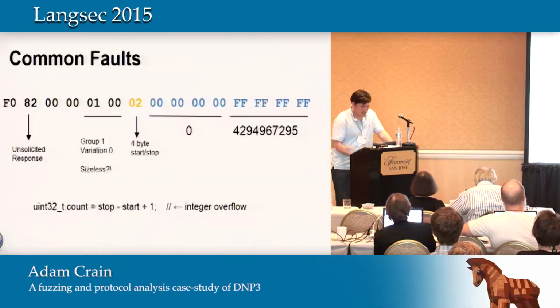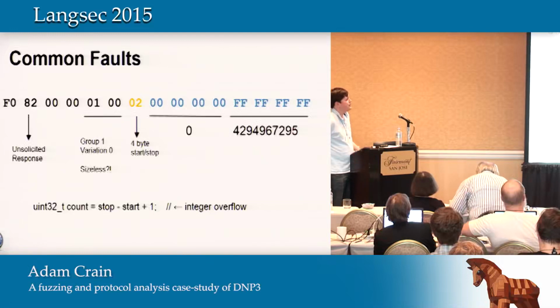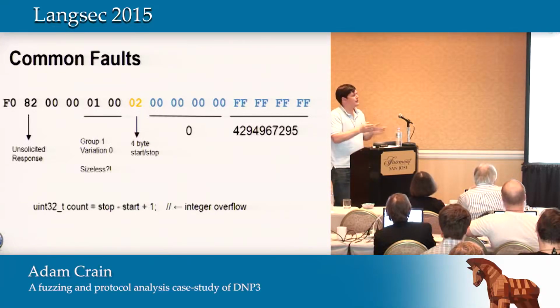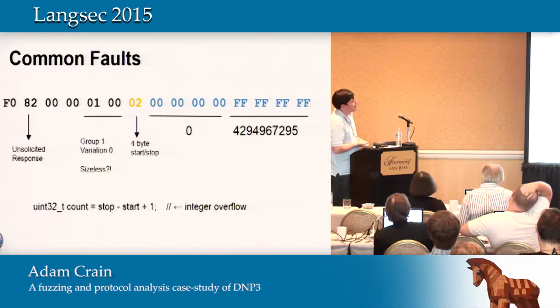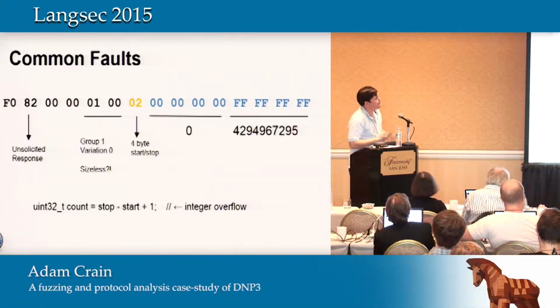Some of the most common faults: DNP3 has these header types, basically start-stop. They tell you that there's an array that follows with a certain number of fixed length elements. Addressing for the different measurement values is done completely by index. So this header type basically says there are measurement values from 0 to max unsigned int of a certain fixed length type.